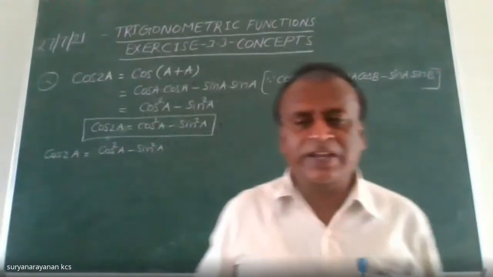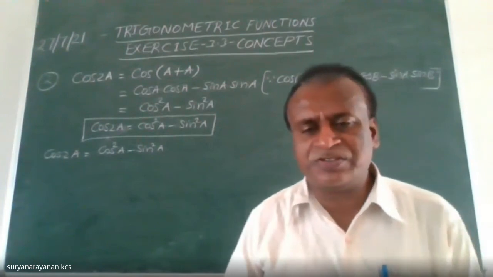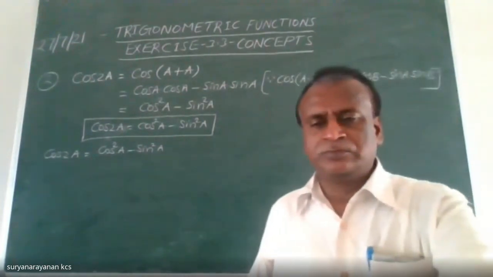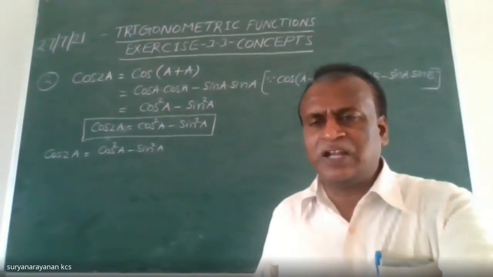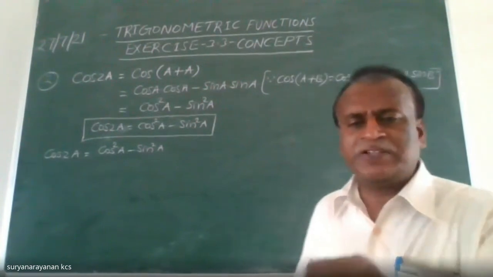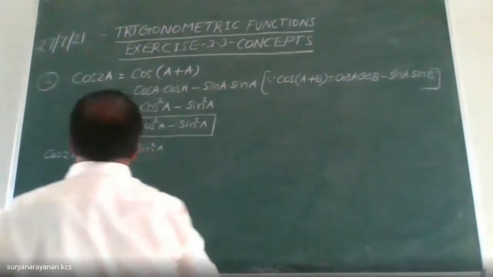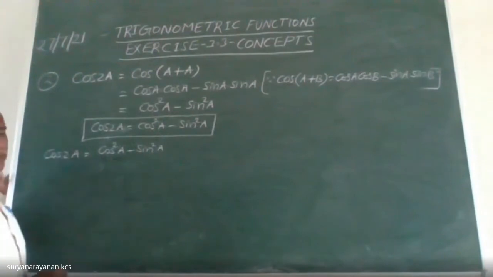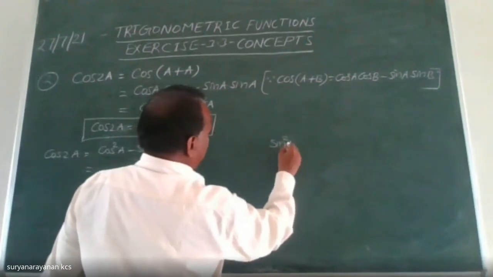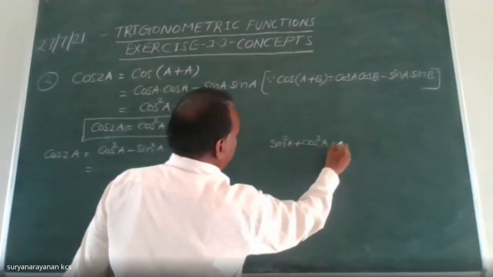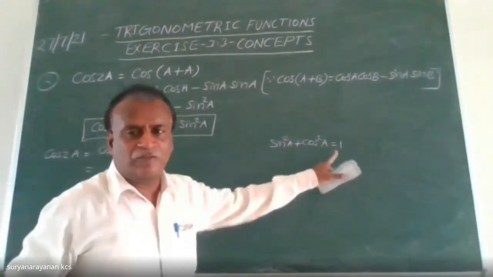You know that sin square A plus cos square A is equal to 1. Yes or no? We have learnt this trigonometric identity in your 10th class itself. So, I will convert this cos square A in terms of sin square A. How can you write? See here. Sin square A plus cos square A is equal to 1. From this trigonometric identity, we are deriving one more formula.